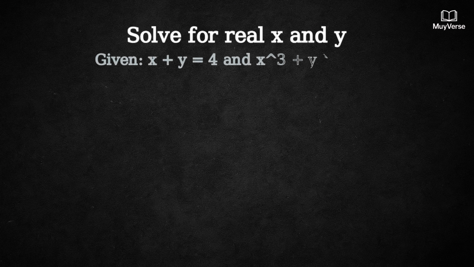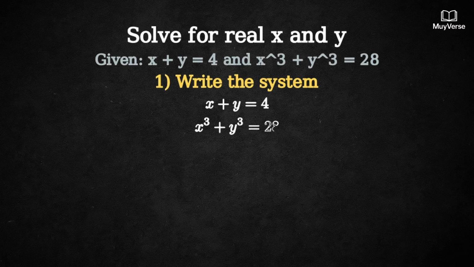We will solve step by step for real numbers x and y such that x plus y equals 4 and x cubed plus y cubed equals 28. Step 1. Write down the system we want to solve. Our two equations are x plus y equals 4 and x cubed plus y cubed equals 28.